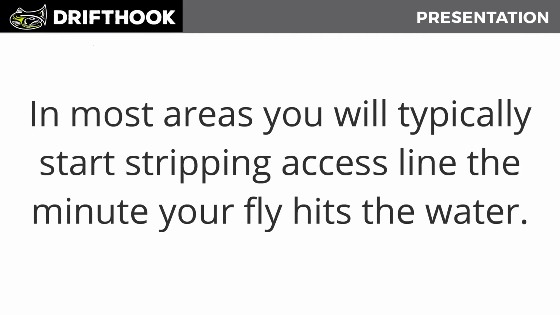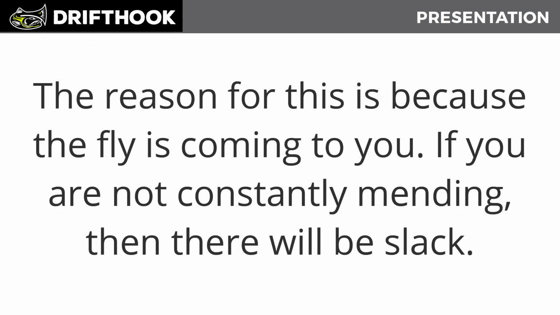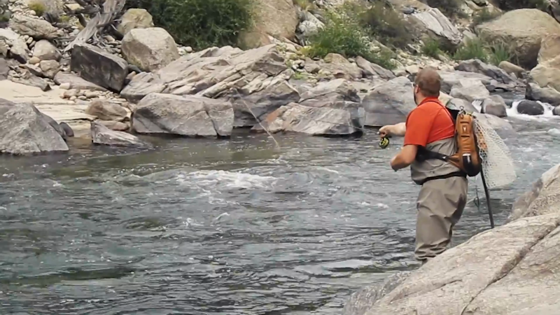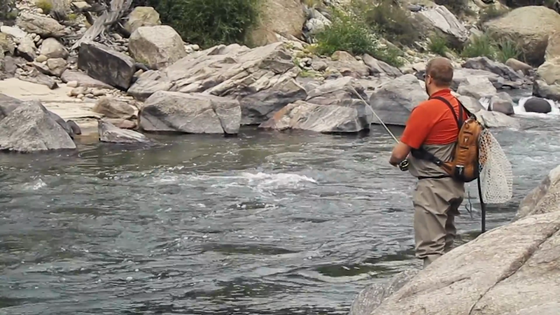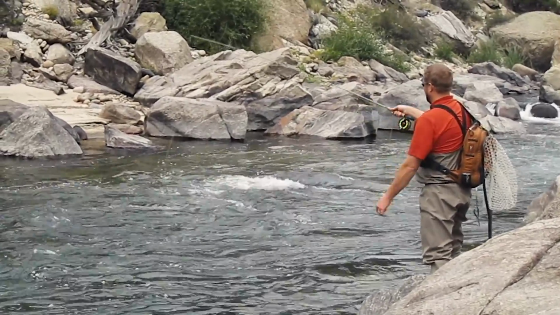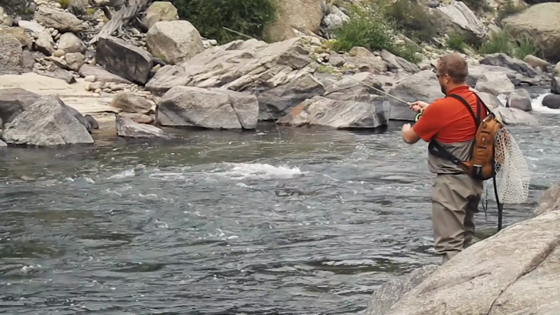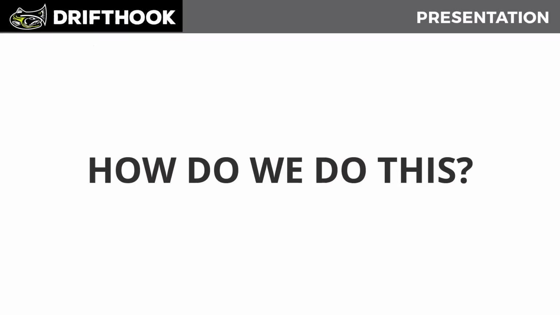In most areas, you'll typically start stripping the minute your fly hits the water. The reason for this is because the fly is coming to you. If you're not constantly stripping, then you'll have too much slack. As soon as the fly gets past you, this is when you start mending again. Remember, the key to mending is just making sure that your line is not making your fly create a huge wake in the water. So how do we do this?